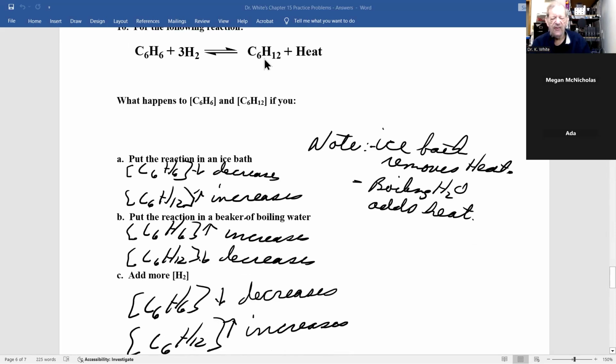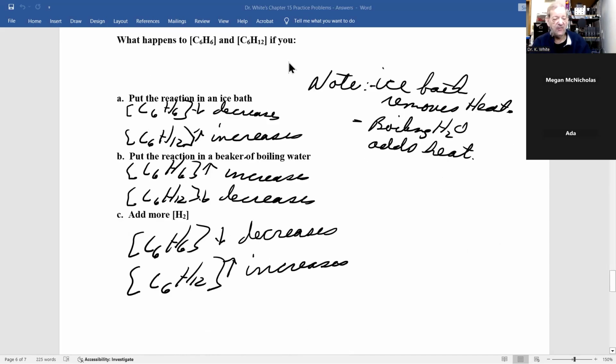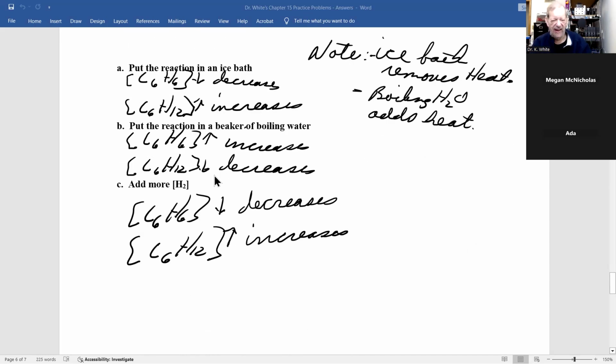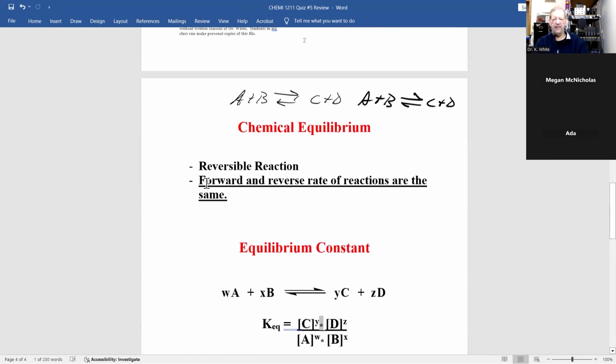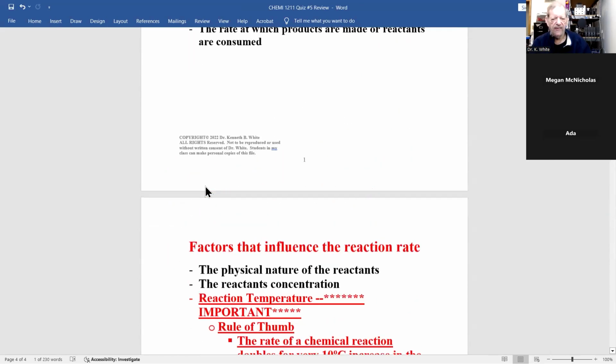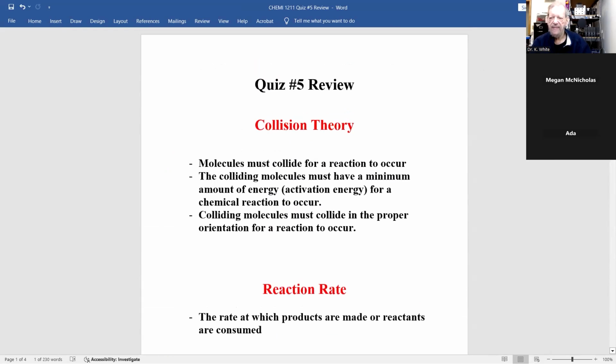If we're consuming the heat to get rid of the excess heat, it reacts with the C6H12 that's consumed in this reaction. And when you consume something, the amount you have decreases. And you should know that. And that's quiz 5 from chapter 15. And these are the things you should know.